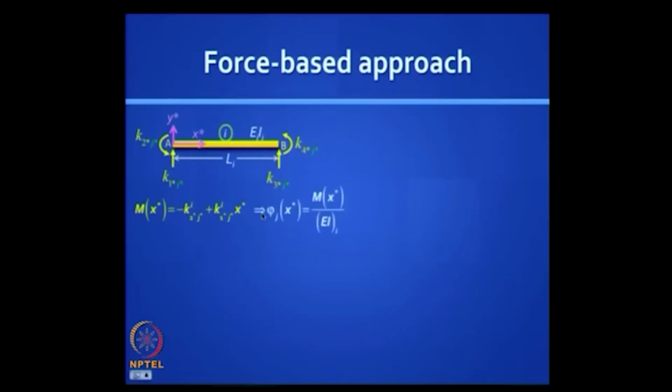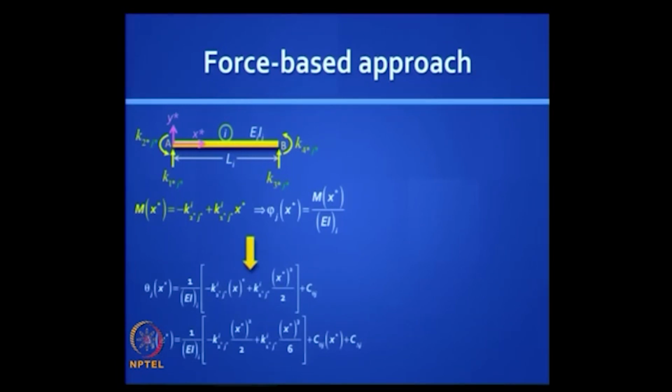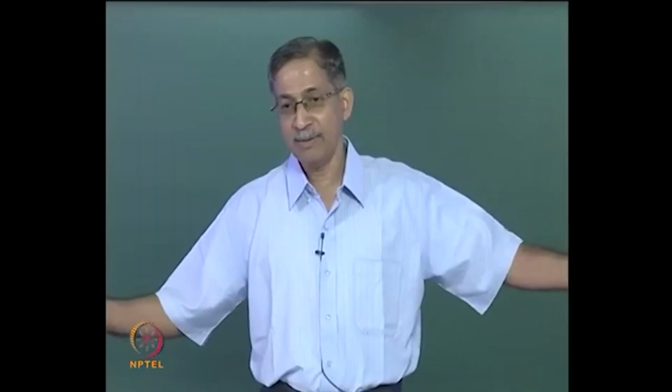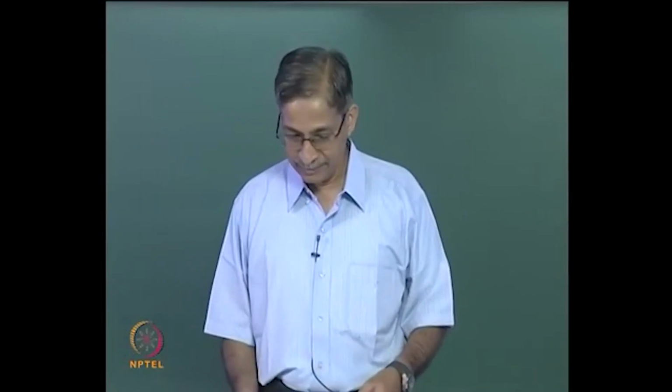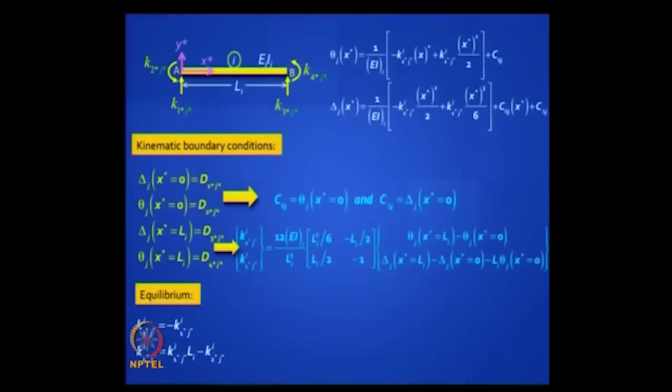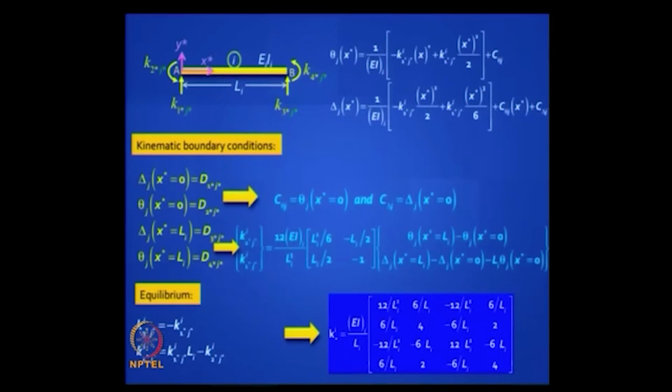Then I derive an expression for curvature by dividing my bending moment with EI, and from that curvature I integrate, I get an expression for slope. I integrate the expression for slope, I get an expression for deflection. I apply my kinematic boundary condition at the 2 ends. For each of those 4 cases, I keep doing this, apply the boundary conditions, put equilibrium, I will get the same matrix.